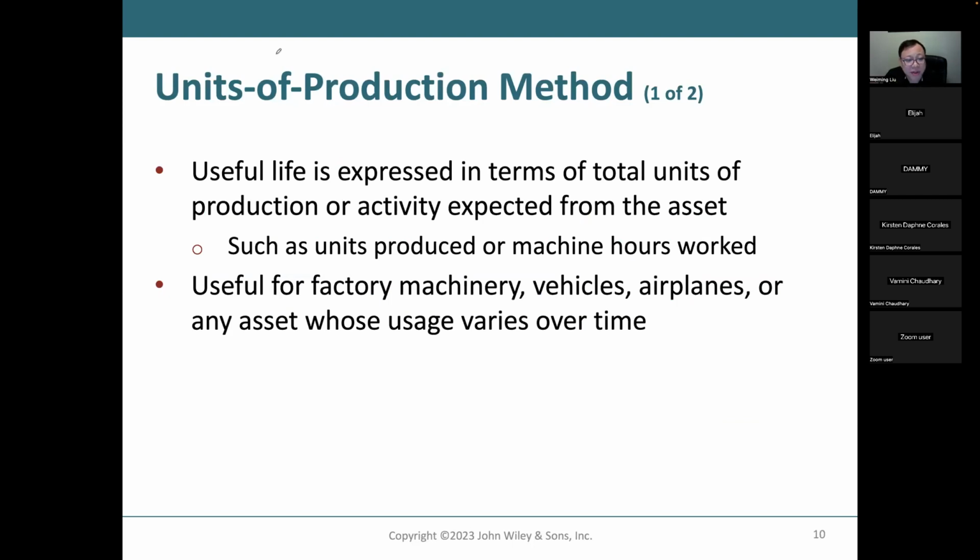Units of production method. So first, you want to calculate a unit rate, right? What is the rate? Okay. So what is the depreciable amount per unit, for each unit of output? What is the depreciable amount per unit of output?